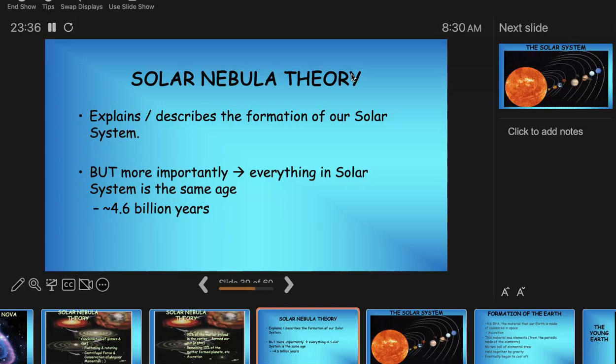So while the solar nebula theory is important because it describes how we're pretty sure our solar system formed and other solar systems, the application of it is, in our conversation at least, way, way more important. And that application is that, again, everything around us is approximately the same age. 4.5 billion years.